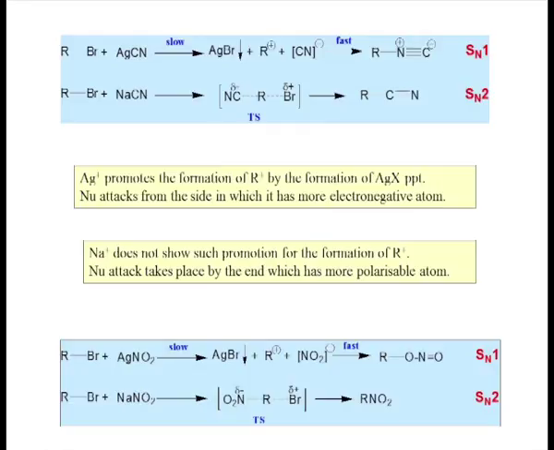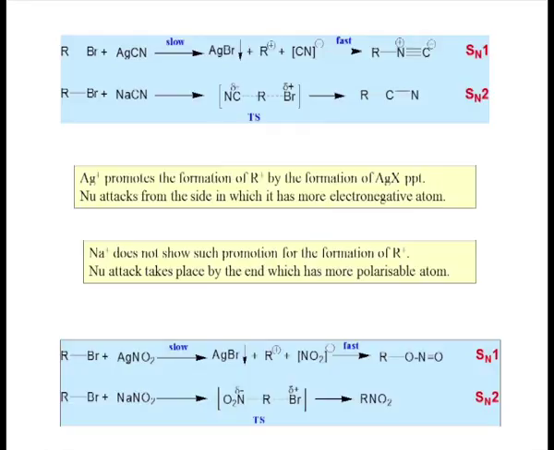The nucleophile is CN, whether C minus or N minus, that we will have to know. Answer is, as silver promotes the formation of R plus by the formation of silver halide, Ag is being formed, X has been taken care of. So, R plus is there. The nucleophile attacks from the side in which it has the more electronegative atom. Out of carbon and nitrogen, which one is more electronegative? Nitrogen. So, obviously, it is not getting any chance to rearrange. So, you get RNC as the product.